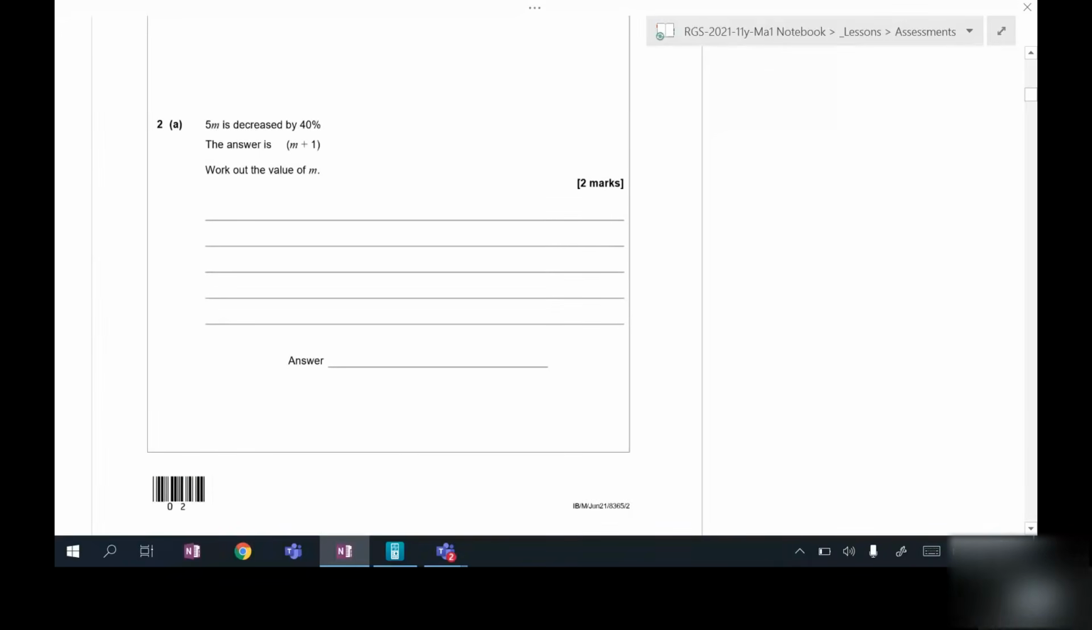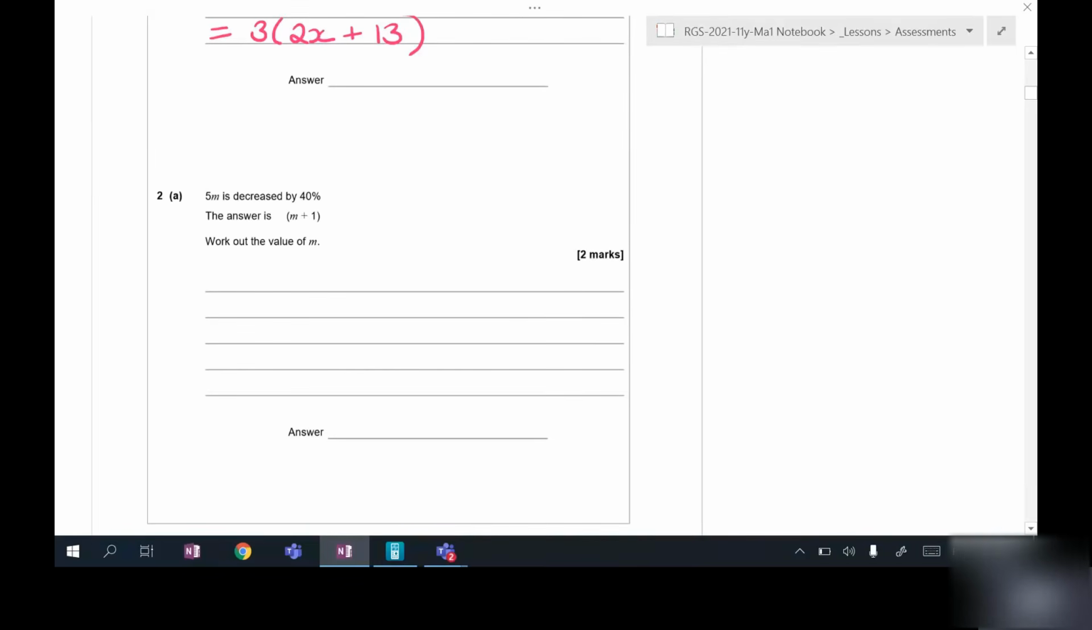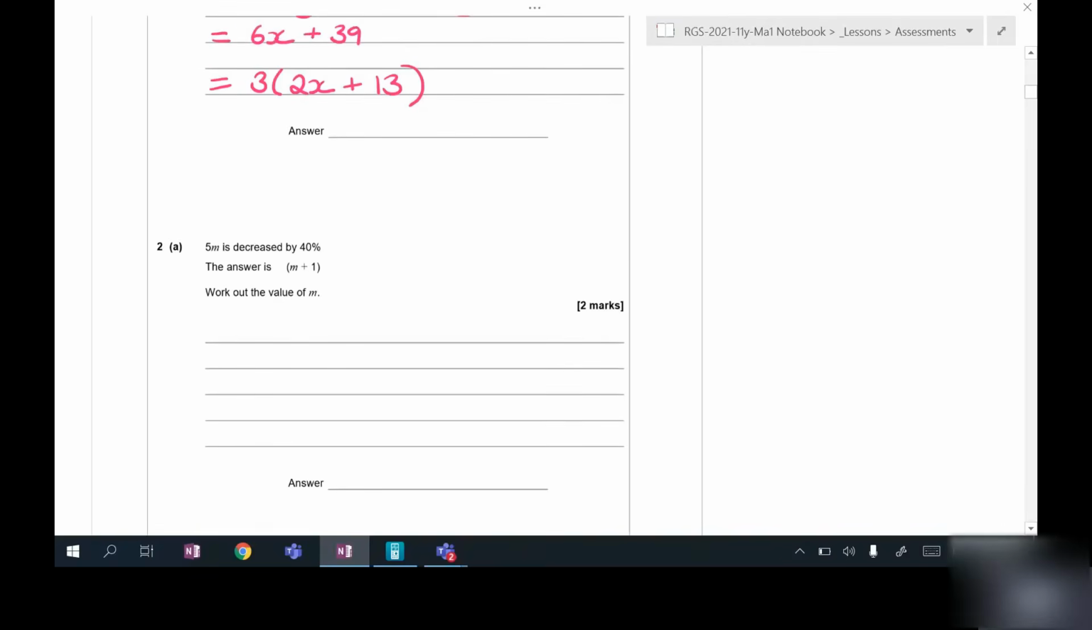Question 2. So 5m is decreased by 40% and the answer gives you m plus 1. So we need to generate an equation from the information given. If I decrease something by 40%, I start off with 100%, taking off 40%, so that means I've got 60% of that amount. So if I want to find 60% of something, I'm going to multiply by 0.6. So I'm going to multiply my 5m by 0.6 to decrease it by 40%.